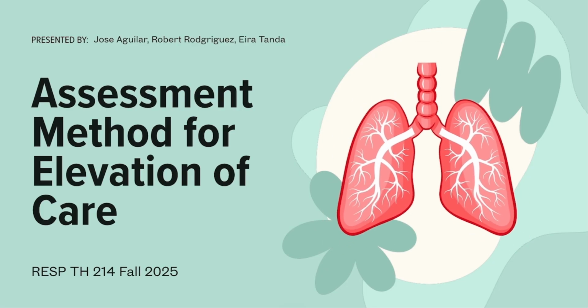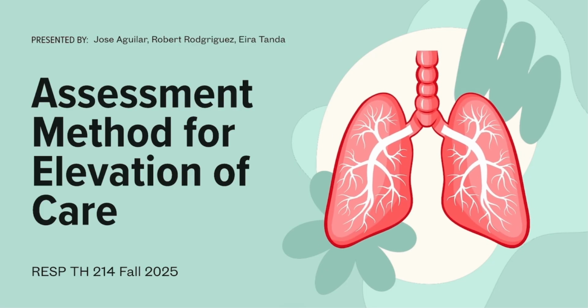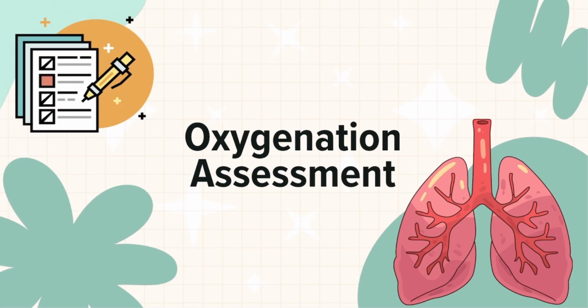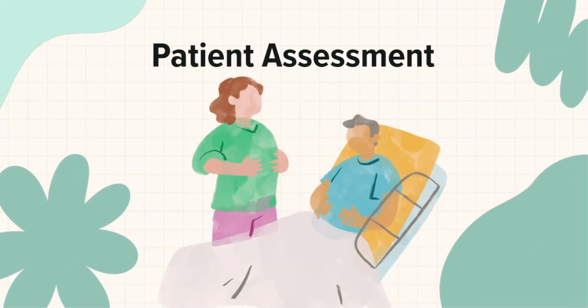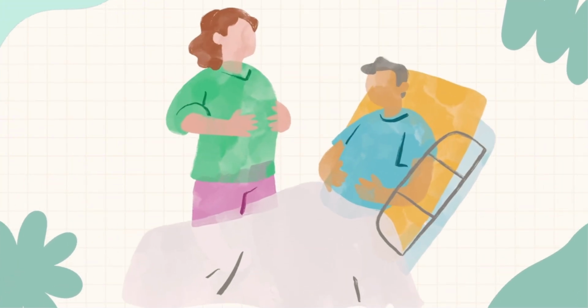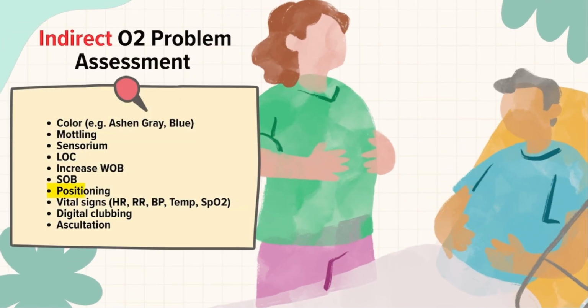We will be explaining assessment methods for evaluation of care. We begin with indirect oxygen problems. Our patient assessment starts right when we take our first step into the room. 1. We see the patient's positioning. They're sitting upright, trying to get more air into their body, or in tripod position with pursed lip breathing, or leaning forward and just refusing to lay flat.